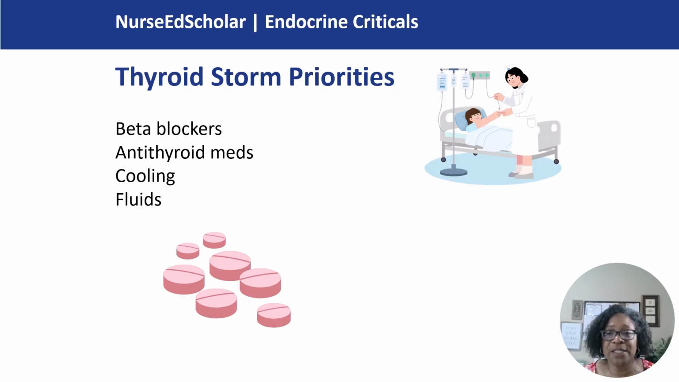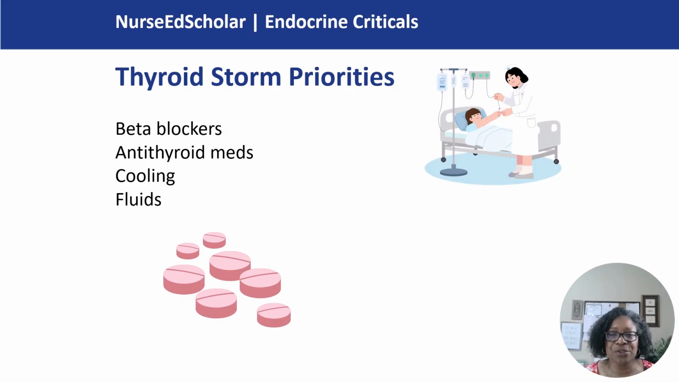So how are we going to care for these patients? What are the priorities? In thyroid storm, the priorities are to reduce the thyroid hormone effects. We know that everything is revved up and overstimulated, so you'll see orders for beta blockers to control the heart rate, and you're going to monitor for any cardiac arrhythmias. You may see orders for anti-thyroid medication, either PTU or methimazole, to block the thyroid from producing.